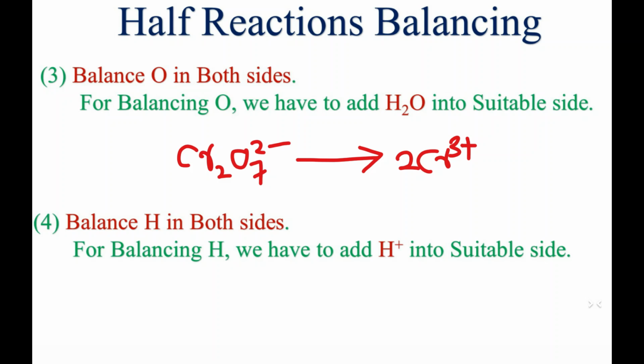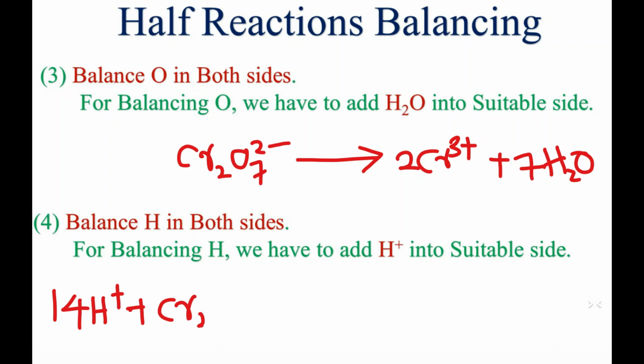For balancing oxygen we have to add 7 H2O molecules into the right side. Then oxygen is balanced. Then we have to balance hydrogen and the charge of this reaction. For balancing hydrogen we have to add H+ into the suitable side. In this reaction we need to add 14 H+ into the left side. Then this is the reaction after balancing chromium, oxygen and hydrogen.